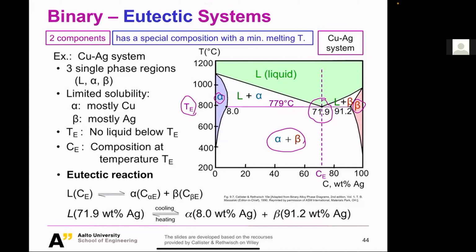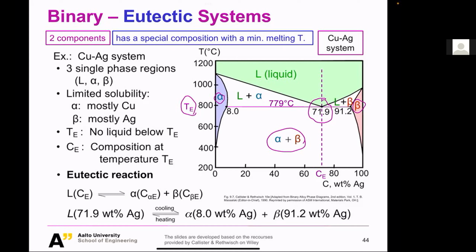The unique feature means when you cool down a specific composition of copper and silver from the liquid, it will be completely transformed to alpha and beta. So at this point, you will not go to a phase that is a coexistence of liquid and solid. You would directly go from liquid to two solid solutions, or a mixture. And that is the unique point.